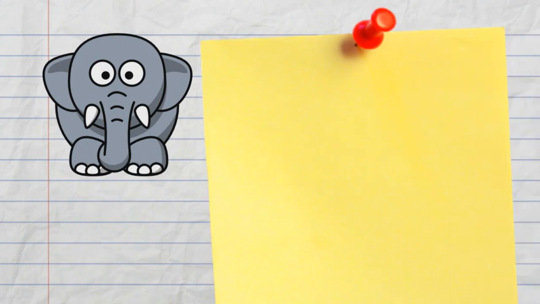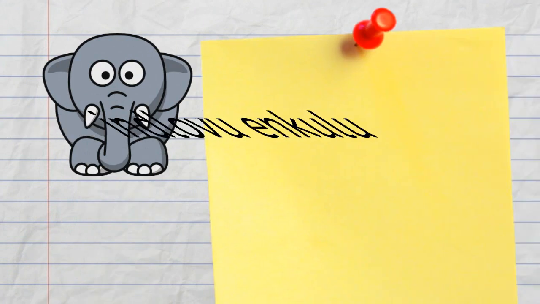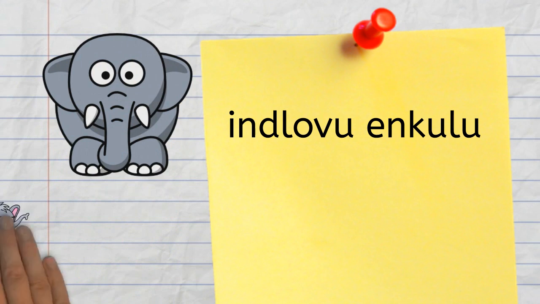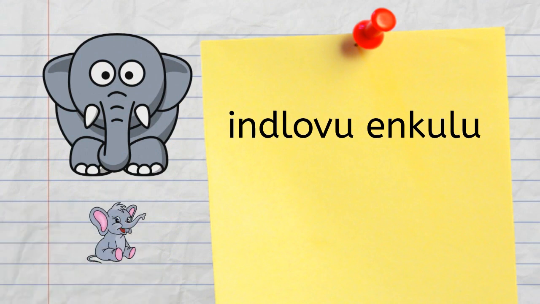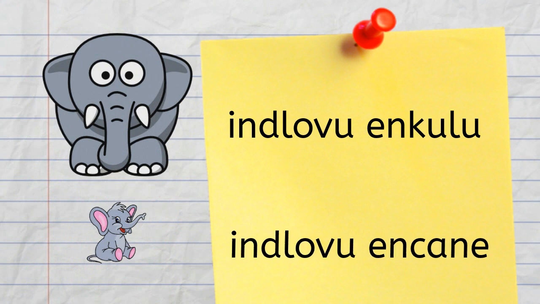Now, to say big elephant, we say indlovu enkulu. And to say small elephant, we say indlovu enkane.